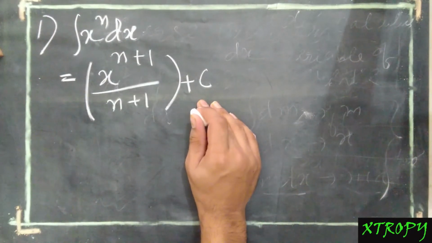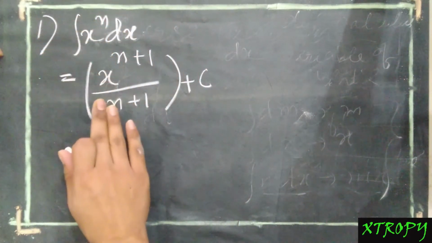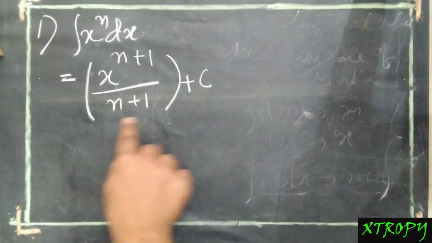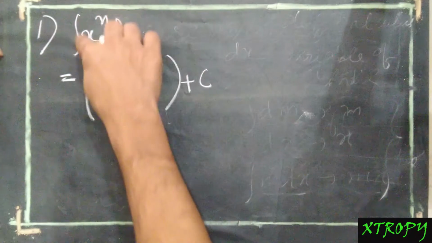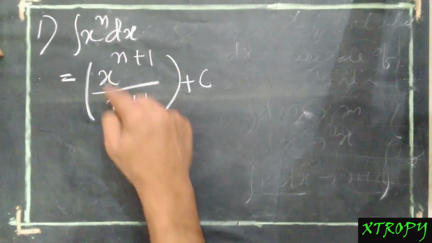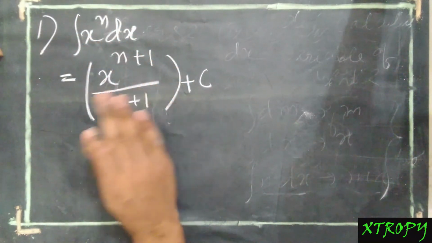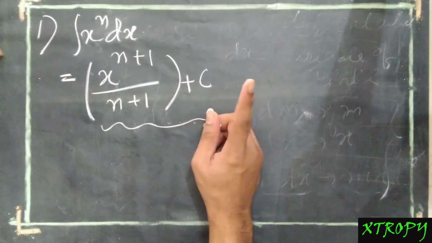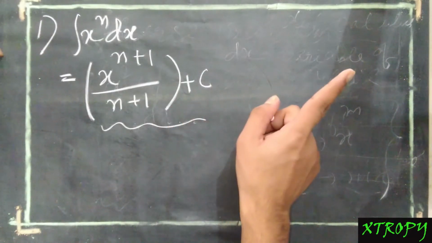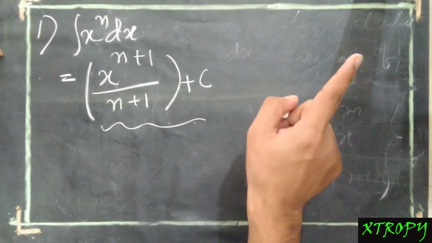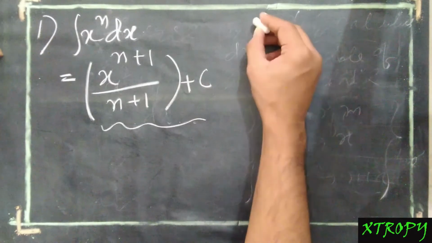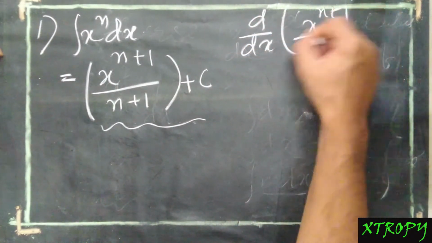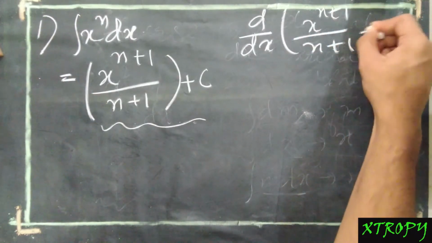So basically I told you that integration is the reverse process of differentiation. So to prove this, can we differentiate this and find this result? If we differentiate this and we find this, then our integration is correct. So let us differentiate this function. If you are new to differentiation, you can check out the other video on differentiation over the card over here. So let us differentiate this with respect to x. D by dx of x power n plus 1 by n plus 1 plus c.